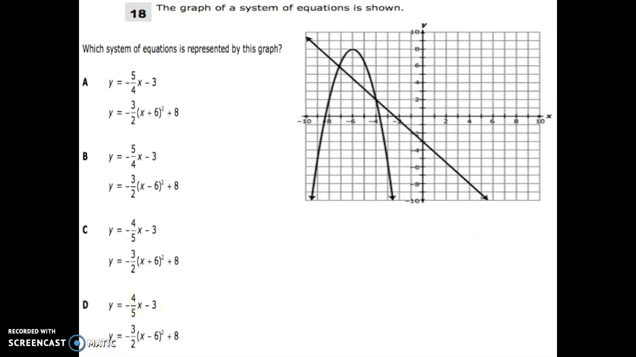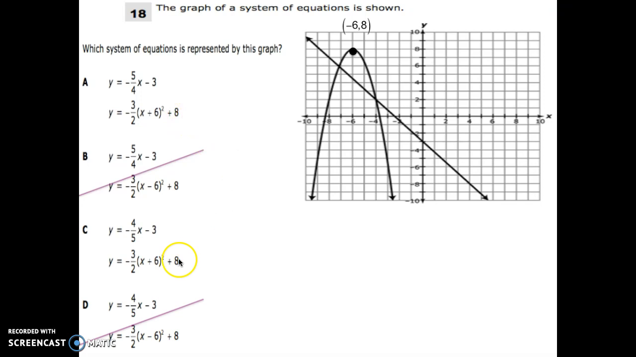Okay, question number 18. We have several equations, so we're going to graph these. But first, I would label the quadratic, label the vertex. It's negative 6 comma 8, which tells me right away that the equation needs to have a plus 6 on the inside and a plus 8 on the outside. So B and D are automatically out. That way you don't have to graph so many things.